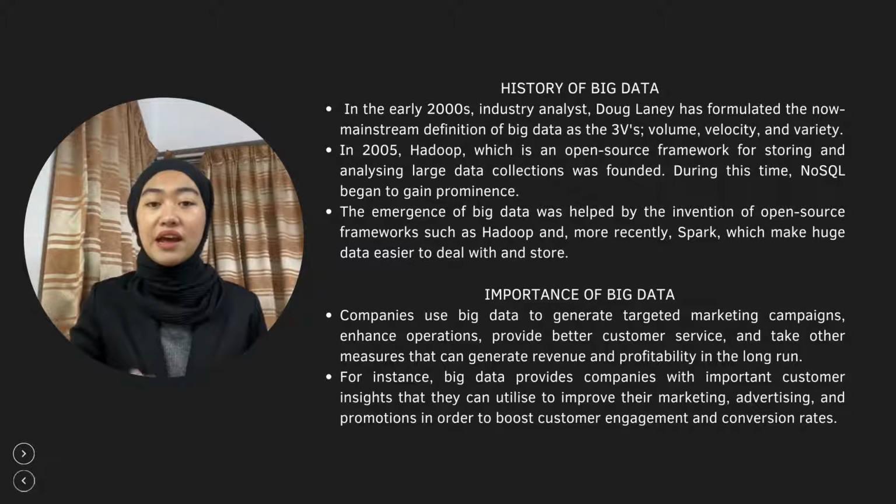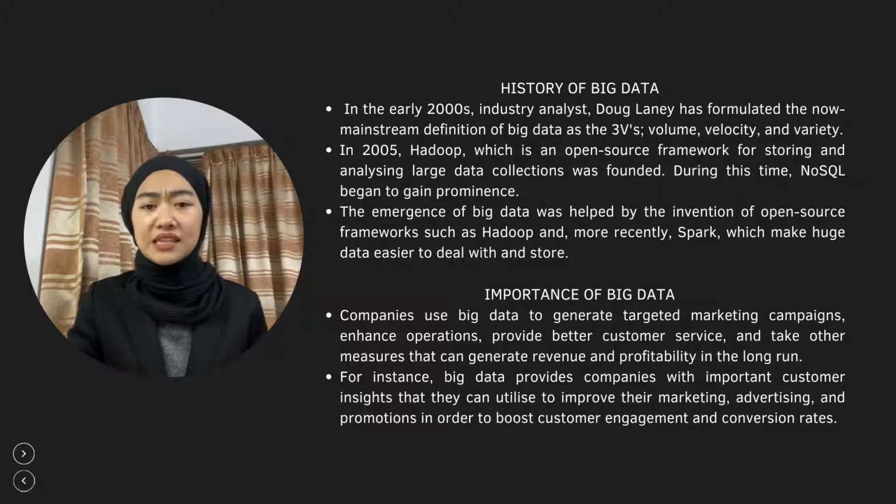In 2005, Hadoop, which is an open source framework for storing and analyzing large data collections, was founded. During this time, NoSQL began to gain prominence. So the emergence of big data was helped by the invention of open source frameworks such as Hadoop and more recently Spark, which makes huge data easier to deal with and store.